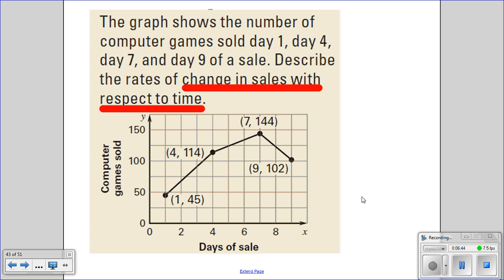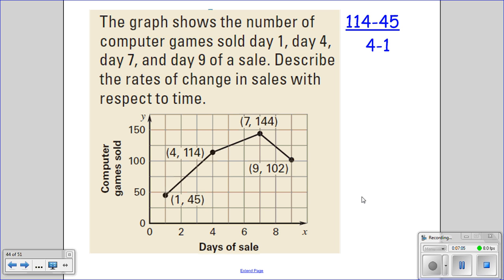Let's look at the graph that shows the number of computer games sold day 1, 4, 7, and 9 of a sale. And it says describe the rates of change in sales with respect to time. So we want to have the change in sales over the change in time. There are 3 sections, so we'll actually find 3 slopes on this problem. The first one is going to be 114 minus 45 all over 4 minus 1, which gives us 69 over 3, or 23 games per day.